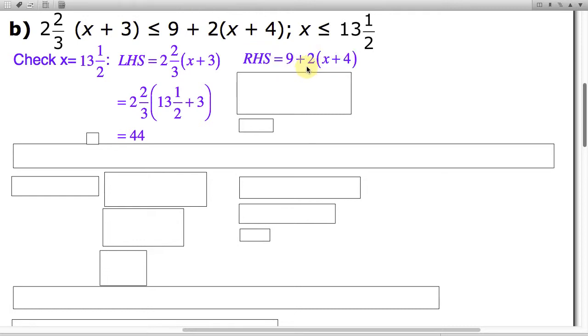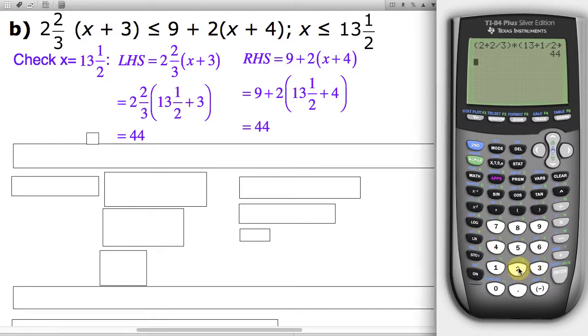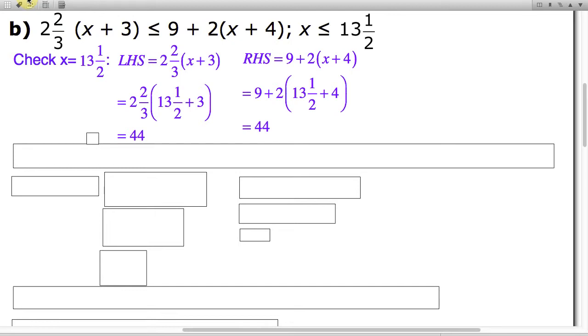On the right-hand side, if I start with the original right-hand side and I substitute x equals 13.5, I also get 44. And here's what that looks like on my calculator for that one. On my calculator, that looks like this. 9 plus 2 times 13 plus 1 divided by 2 for the 13.5 plus 4. And when I calculate it, I also get 44.